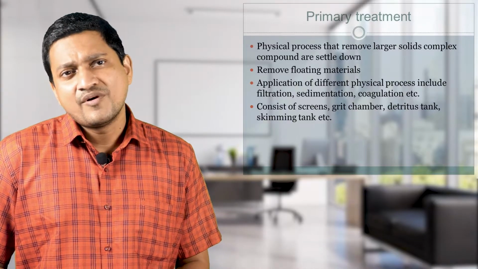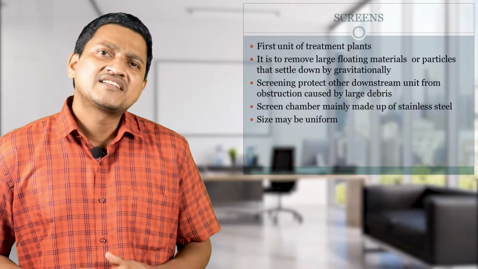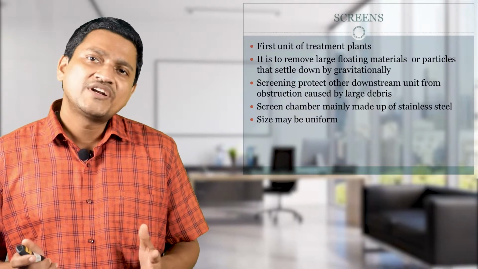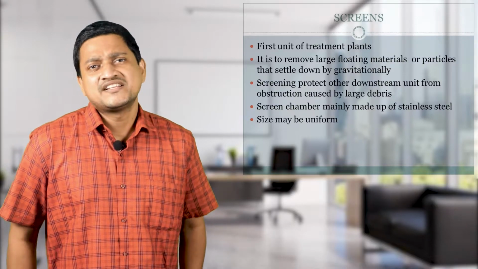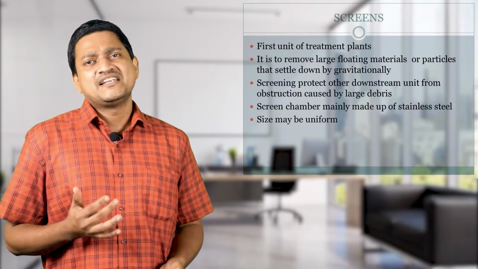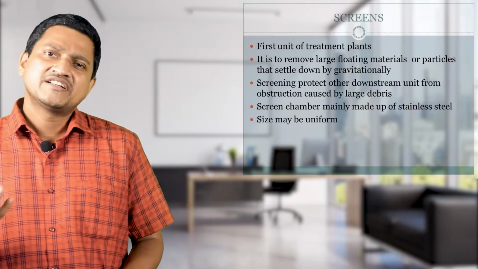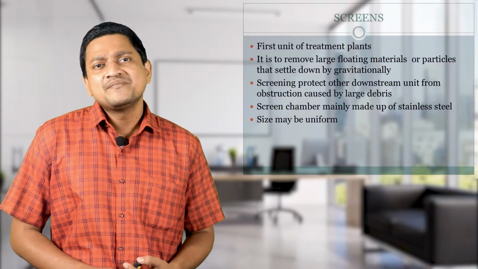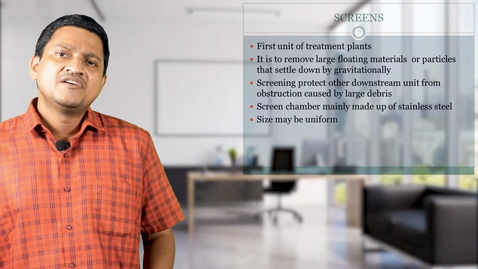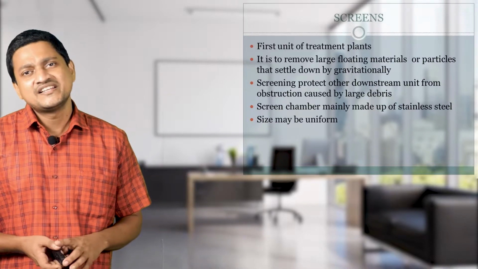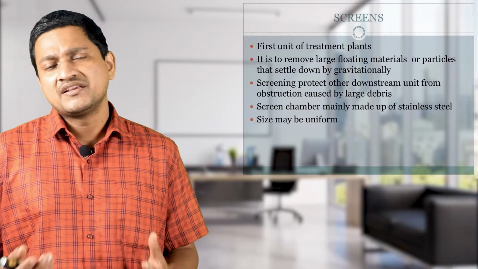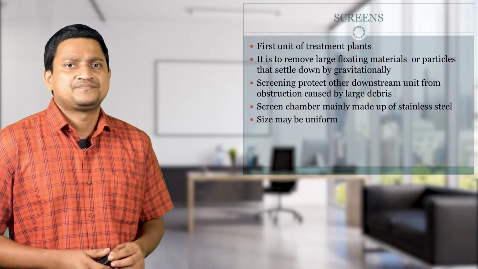First we discuss screens. Screens are the first unit of treatment plants. They remove large floating materials or particles that settle down gravitationally. In this step, we can remove the floating materials and the large particles. Screening protects other downstream units from obstruction caused by large debris. For example, if large particles are present in the next step, the pipe will be blocked, and the joints of the pipe, plumbing or the motor will be badly affected.